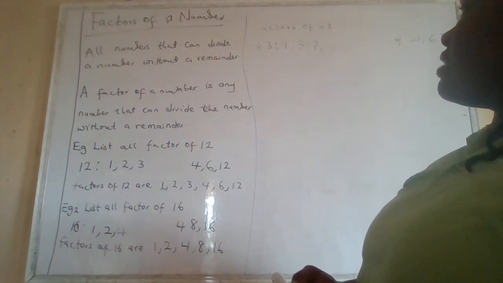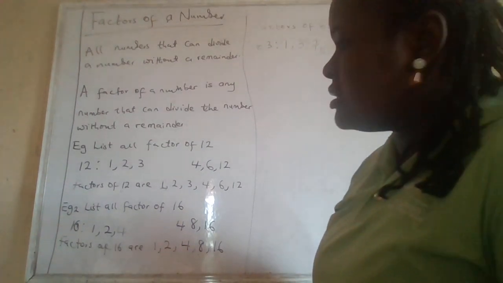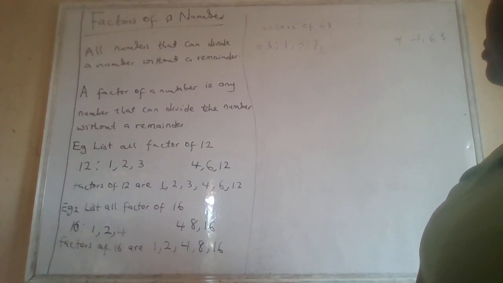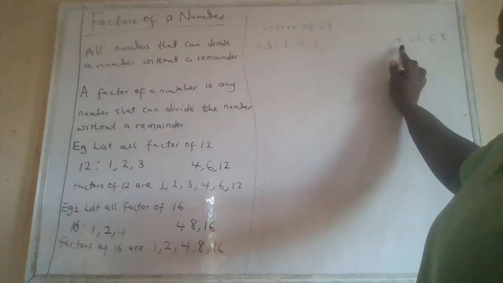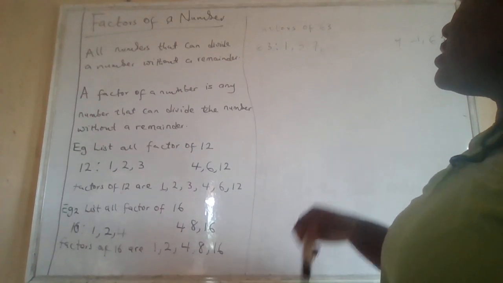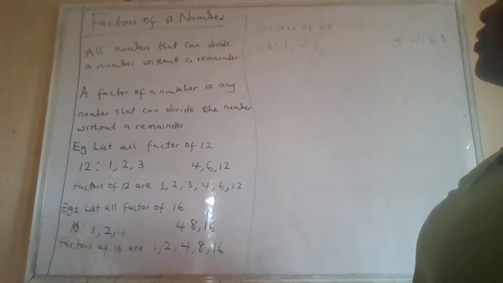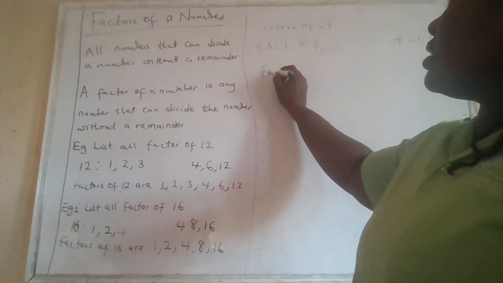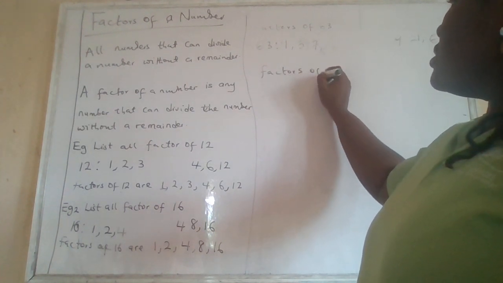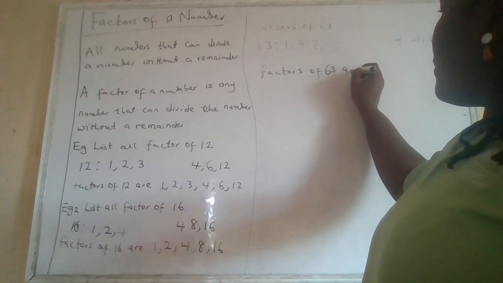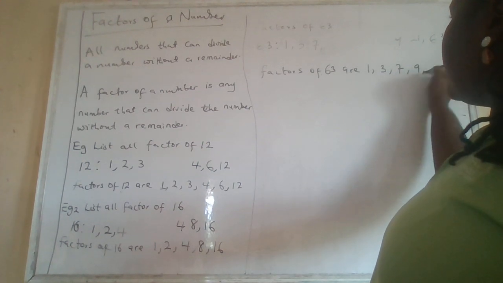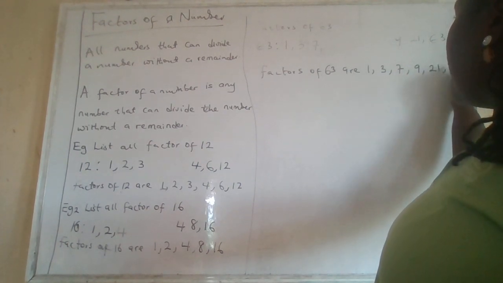Another number that can divide 63, 8 cannot divide it since 2 cannot divide it. Which other number can divide 63? Then we are back to 9. So having 9 already on the board, it means that we have exhausted all factors of 63. So factors of 63 are 1, 3, 7, 9, 21, and 63.